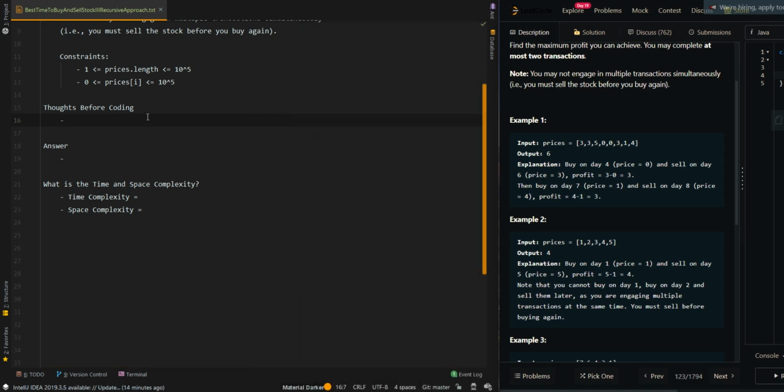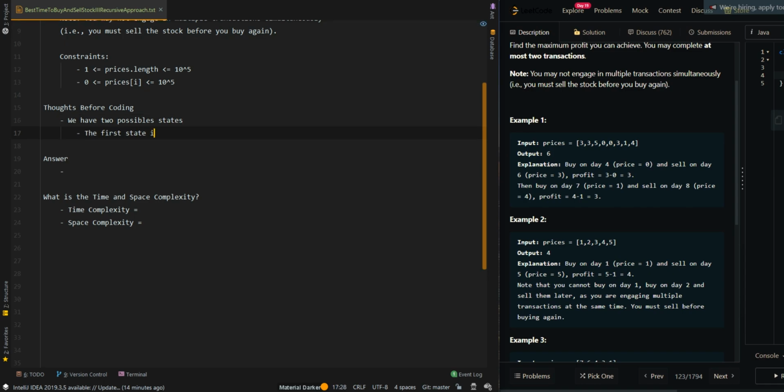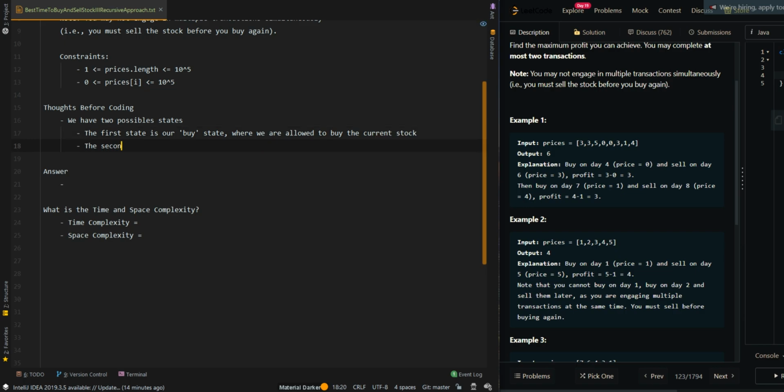Let's go over the thought process. We have 2 possible states. The first state is our buy state, where we are allowed to buy the current stock. The second state is our sell state, where we are allowed to sell the current stock.